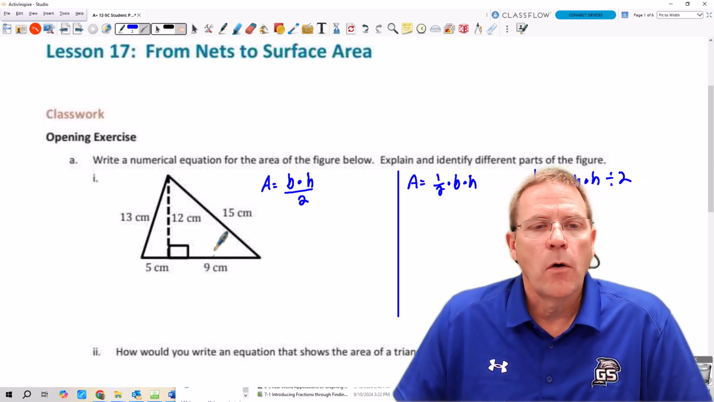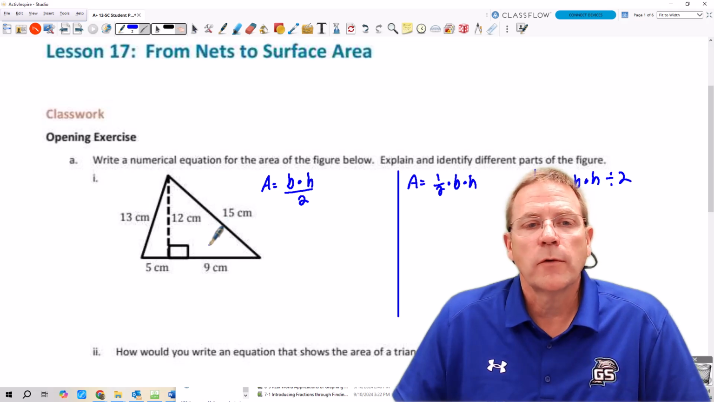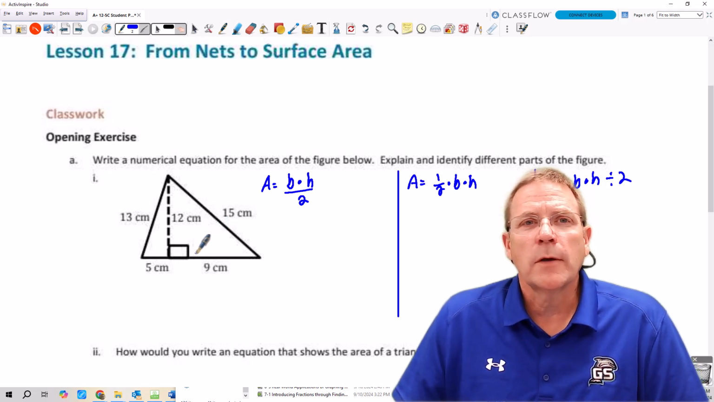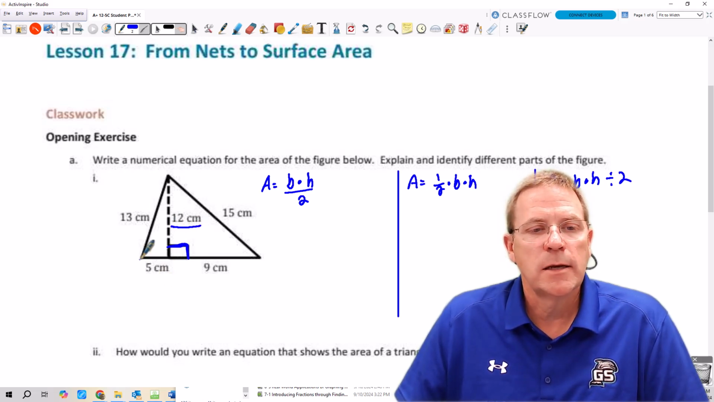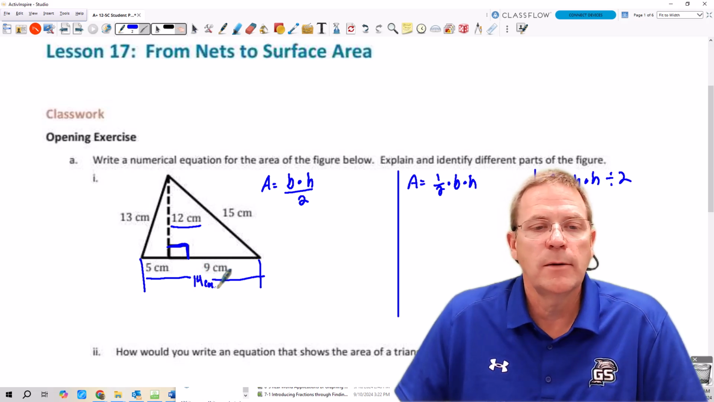You've got a whole bunch of numbers on this triangle. If you remember, something else I've taught you is that your base and height always meet at right angles. And right here is a right angle, so my height is going to be my 12, and my base is going to be this distance which goes across here. Well, that distance is 5 and 9 together, which is going to be 14 centimeters.